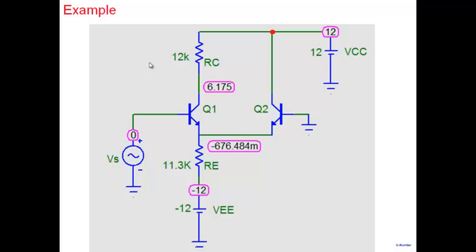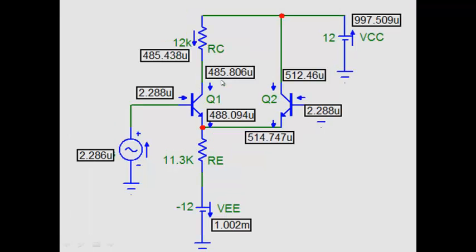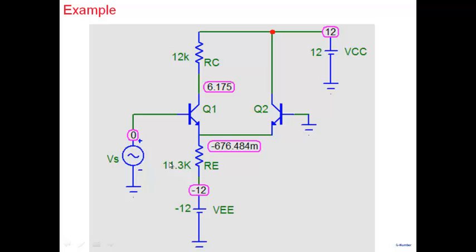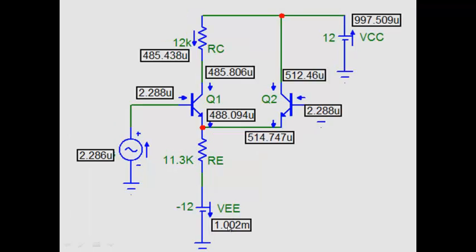Okay, so this is just a simulation result which shows you that the circuit works fine here. You can simulate this circuit in Microcap and verify that the current is dividing equally between the two halves here. Okay, so here we have used 11.3K and minus 12 here, and note what happens is the current here is 1 milliampere in this, and the current almost divides equally amongst the two here. 485 here and 512.